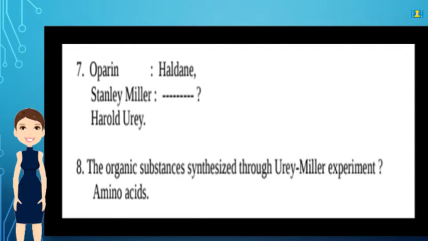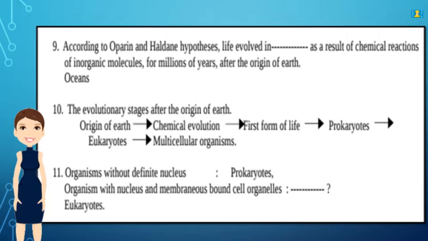The organic substances synthesized through the Urey-Miller experiment: amino acids. According to the Oparin and Haldane hypothesis, life evolved in oceans as a result of chemical reactions of inorganic molecules for millions of years after the origin of Earth. The evolutionary stages after the origin of Earth: origin of Earth, chemical evolution, first form of life, prokaryotes, eukaryotes, multicellular organisms. Organisms without definite nucleus: prokaryotes. Organisms with nucleus and membrane bound cell organelles: eukaryotes.